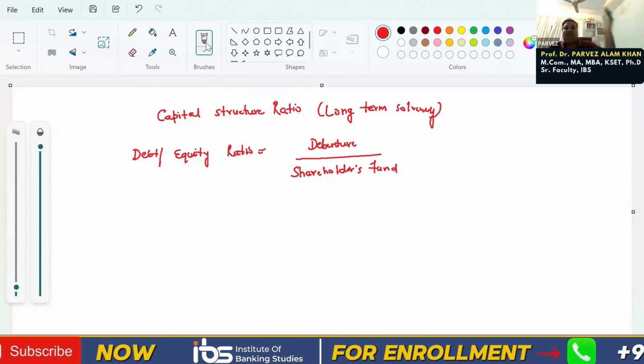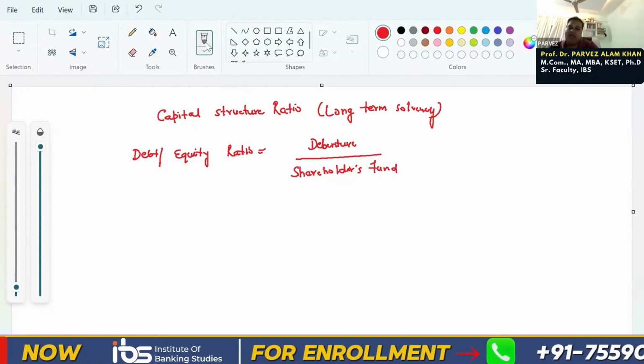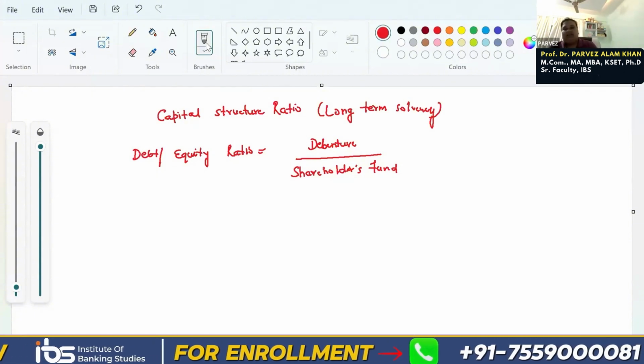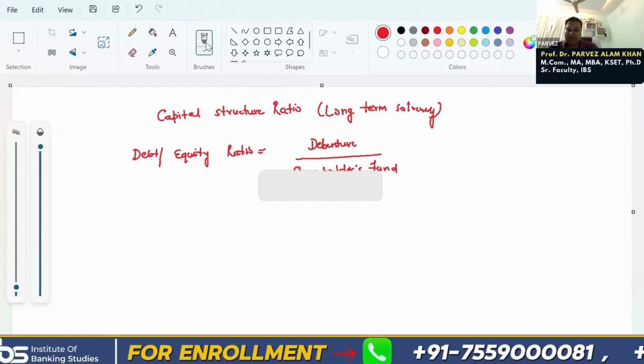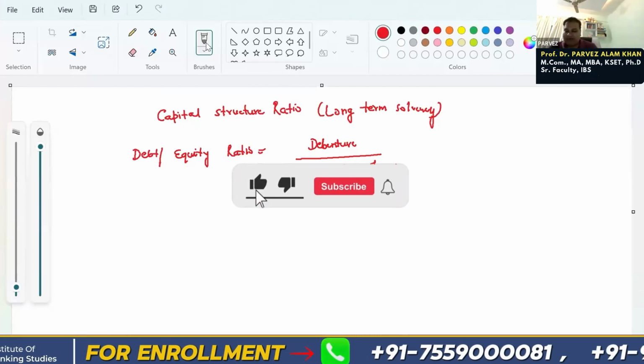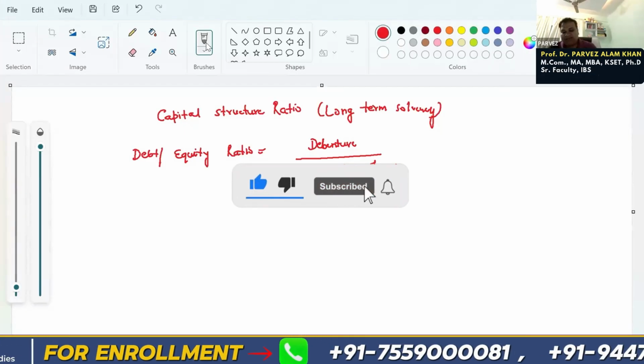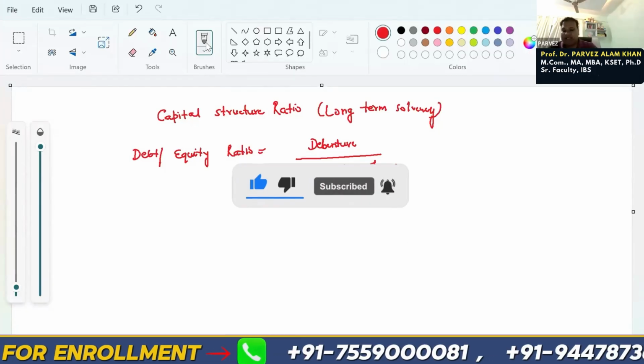Debenture. So only debenture or loan will come as numerator, and down all other funds will come. That is called a shareholders fund. So this is the formula for debt equity ratio. Is it clear? Formula is clear.